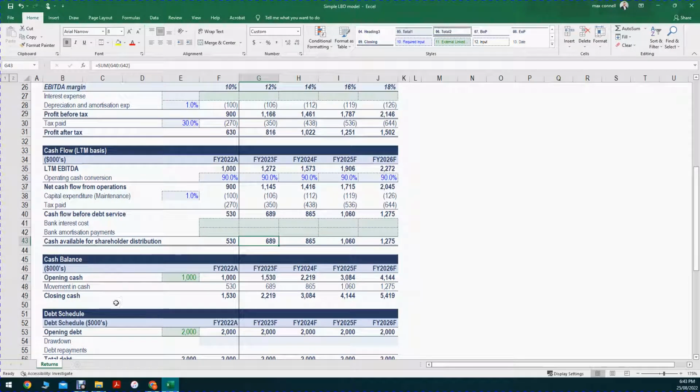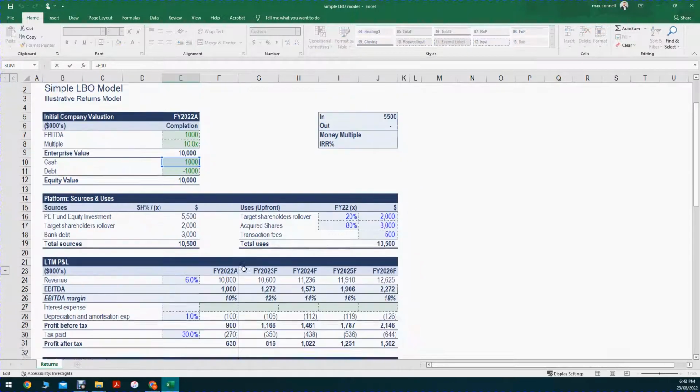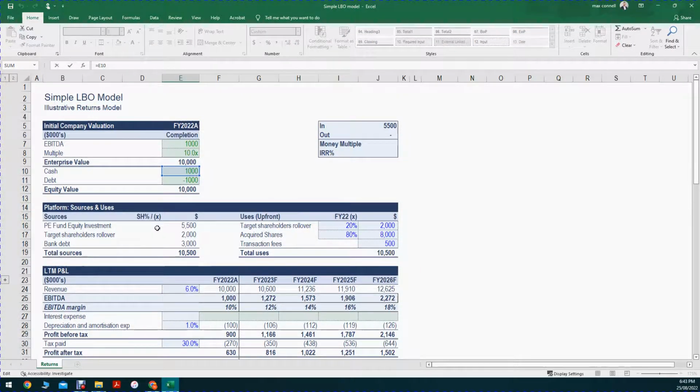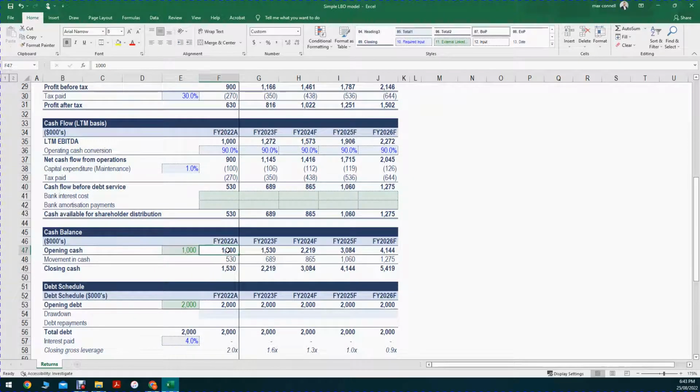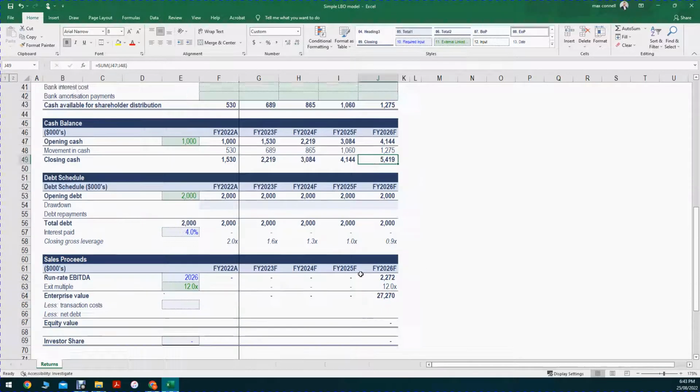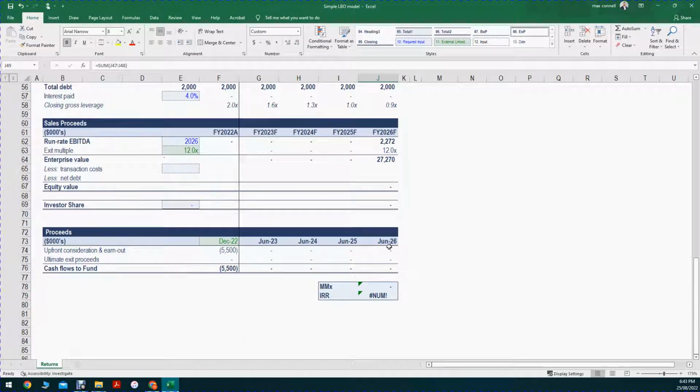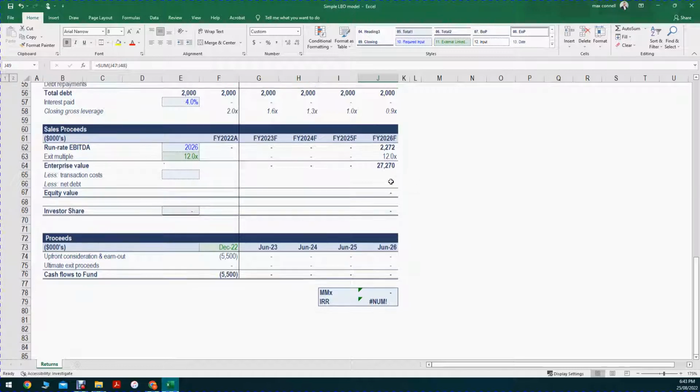So down here, we've got our cash balance. Our cash balance is essentially how much we've got in the business to start with, right? Plus the cash generation throughout the year. And that gets to our closing balance. You can see how that flows through every single year. And the movement in cash is that. So that's pretty straightforward. There's nothing else we need to do. We can see when we exit the business, we're going to have this much in cash. So that's going to flow down to our proceeds, our sales proceeds over here.